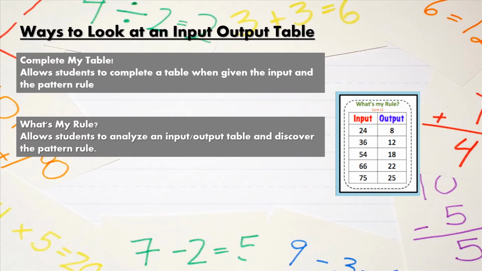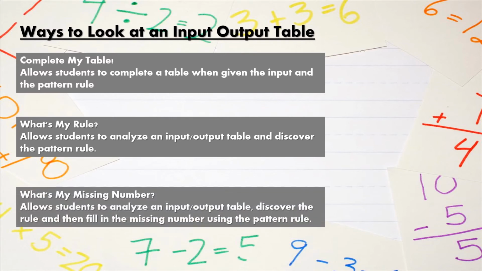So if I were to subtract, I would need to know the number between 24 to 8. But actually, we're dividing here. So 24 divided by 3 is 8. 36 divided by 3 is 12, and so on. That's another way to look at an input-output table.